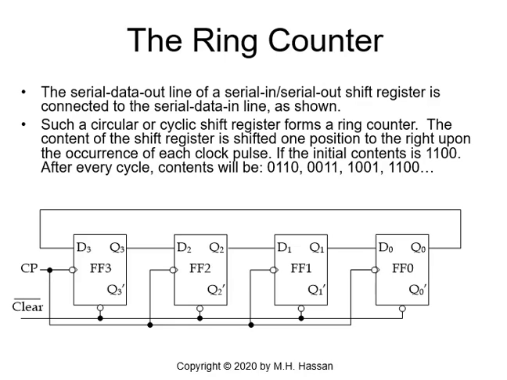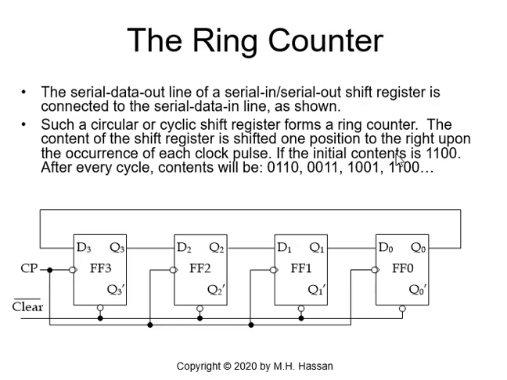The ring counter: the serial data out line of a serial in serial out shift register is connected to the serial data in line, as shown. So here we have a 4 flip-flop shift register, and the data in this case will shift from left to right. I will take Q0 and feed it back to D3. Such a circular or cyclic shift register forms a ring counter. The content of the shift register is shifted 1 position to the right upon the occurrence of each clock pulse.